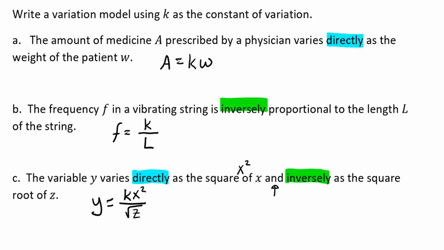And that's how you would set those problems up if you had a direct proportion, an inverse proportion, or something that was both directly and inversely related to that constant. Notice though that in each variation, the constant of variation, the k value, is always in the numerator. That's a good little something to remember to help you when you're setting up your models.